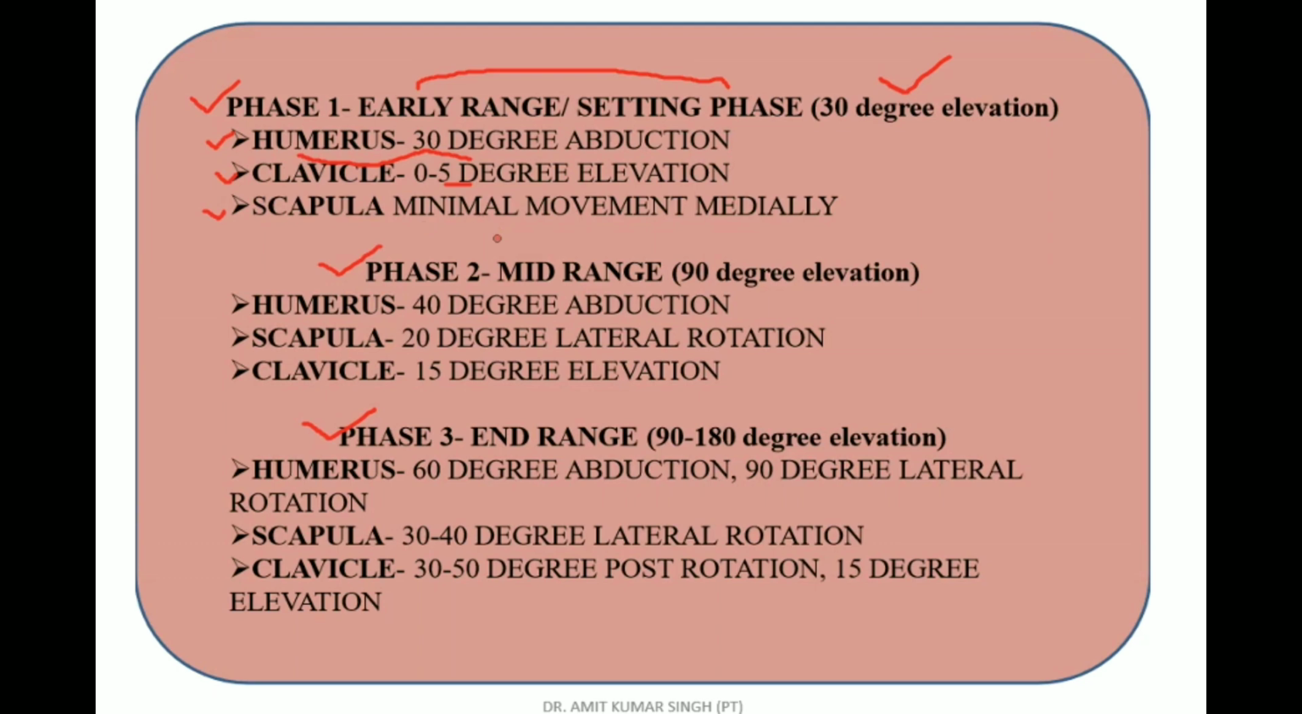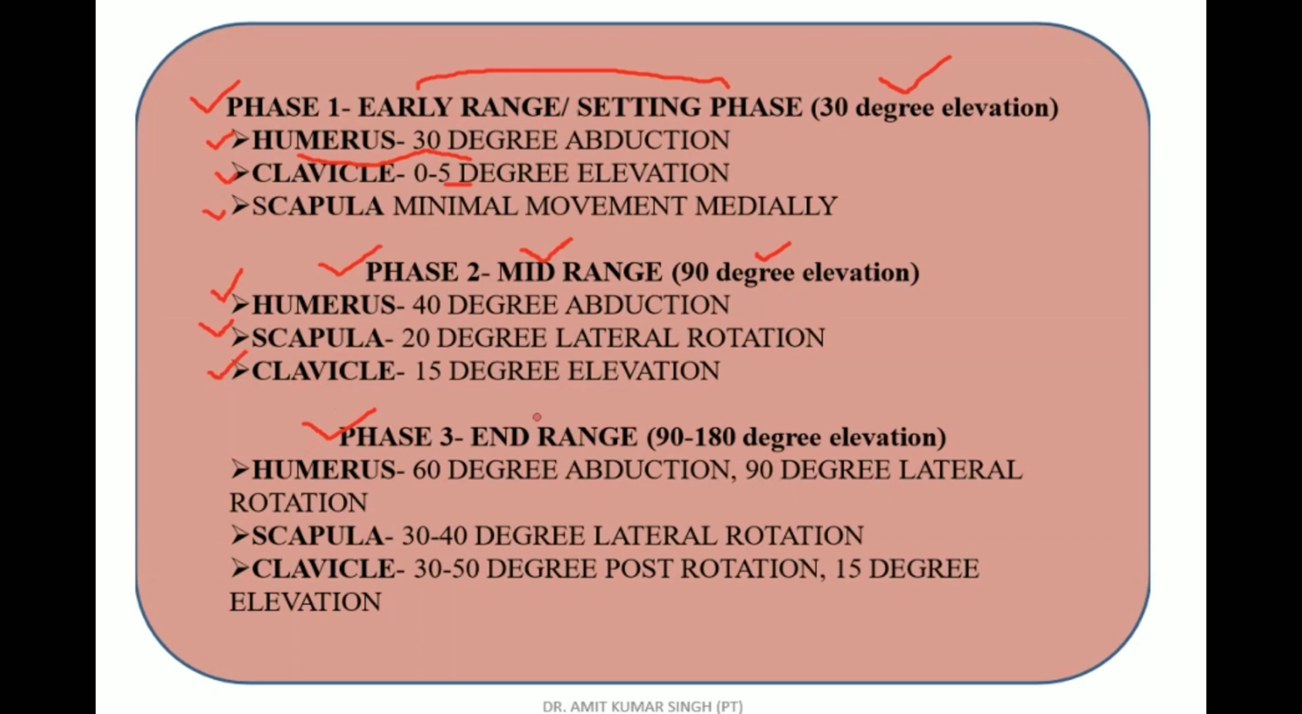Now coming to phase 2, also known as mid range. Here we will get 90 degrees of elevation. The total amount of degrees we will achieve in phase 2 is 90, which includes the addition from phase 1. In this, the humerus contribution will be about 40 degrees, the scapula contribution will be 20 degrees of lateral rotation, and the clavicle will contribute around 15 degrees of elevation.